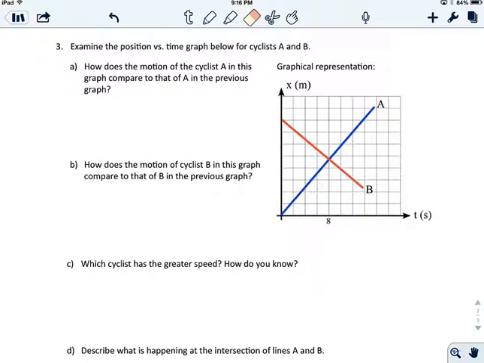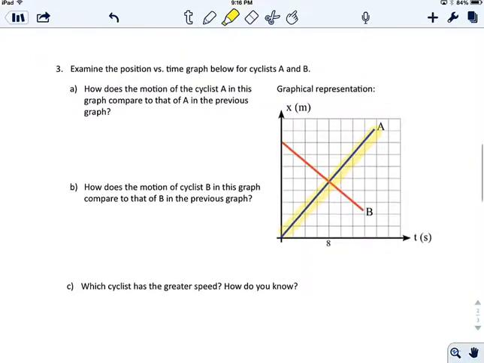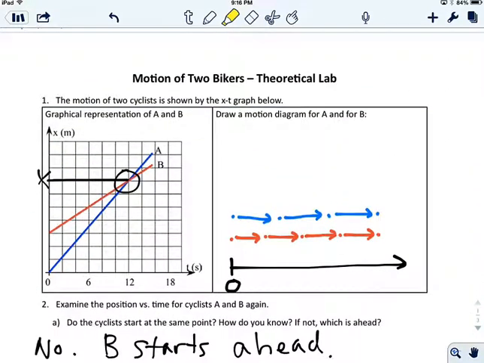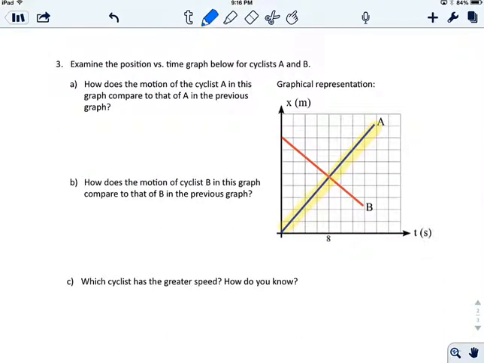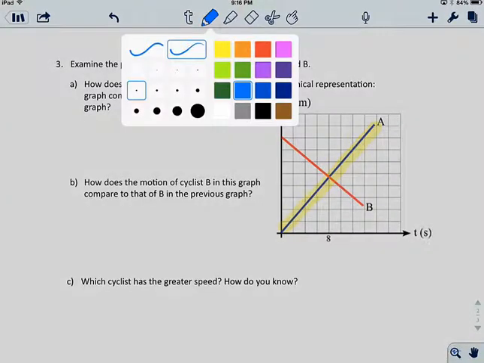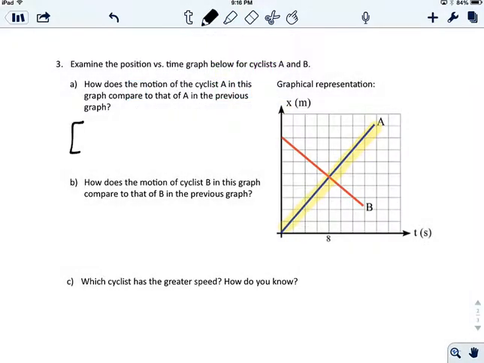So A says, how does the motion of cyclist A in the graph compare to that of A in the previous graph? If I look at A, it's generally uphill. Let's see, we can kind of go back and look here compared to A there. I think it's probably safe to say that it's about exactly the same. So I'm just going to write that in. Exactly the same. Sorry, that's bad grammar. It's okay. This is science, not English.